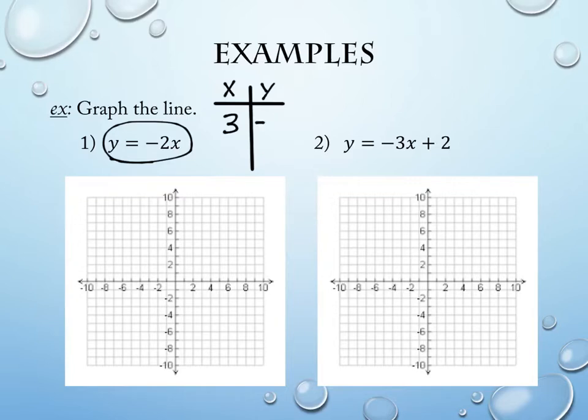Negative 6. Somebody pick me a different value. 0. 4 would be fine. You can pick 4. If x is equal to 0, what's y? 0. So you're going to plot these 2 points, or whatever 2 points you got, on your graph.